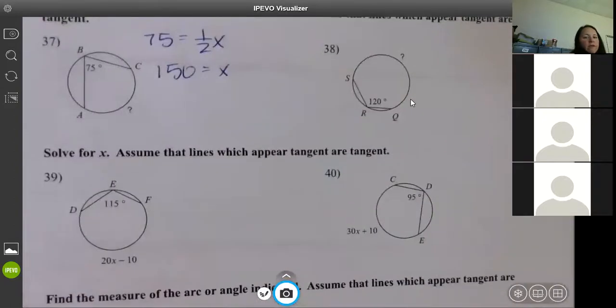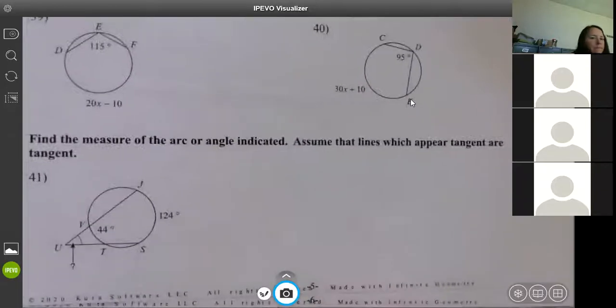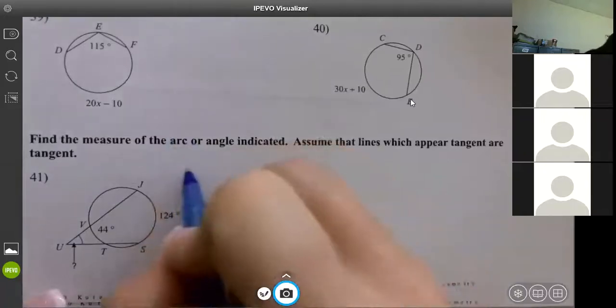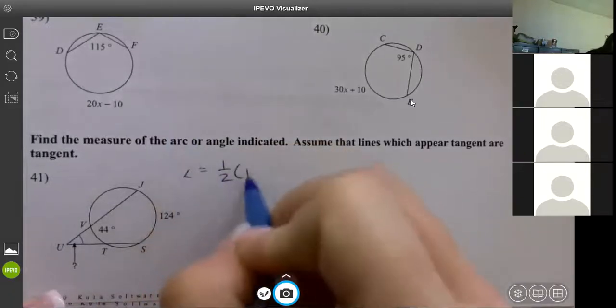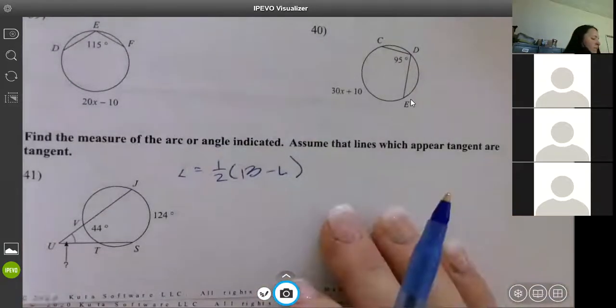What would you do on 41? If it cuts out, just come back in. How many arcs are inside the angle? 2. Big. These angles on the outside, we need to find the difference, okay? So angle equals half big minus little. So that would be 41.